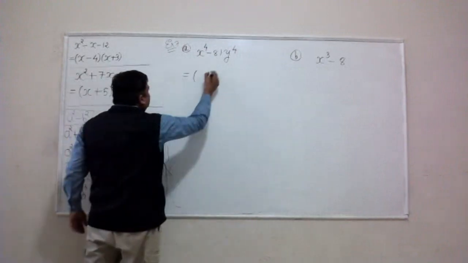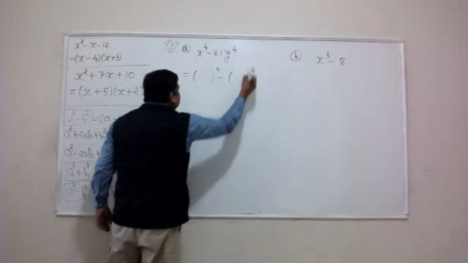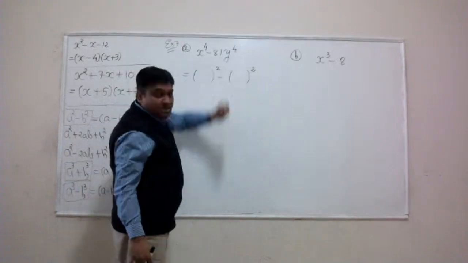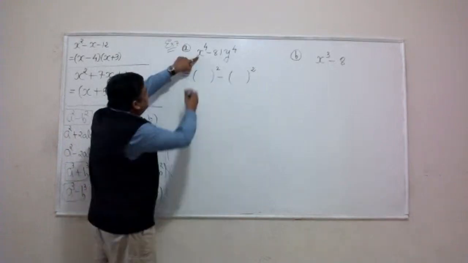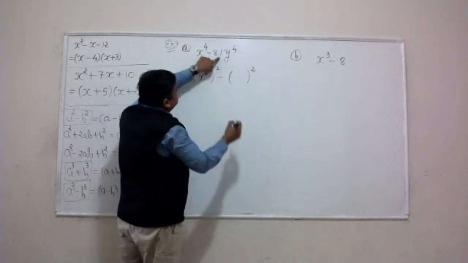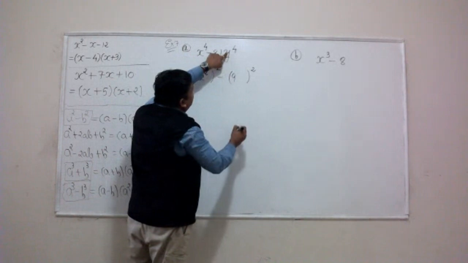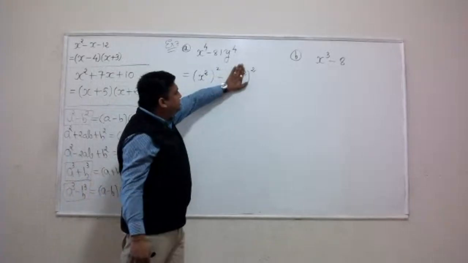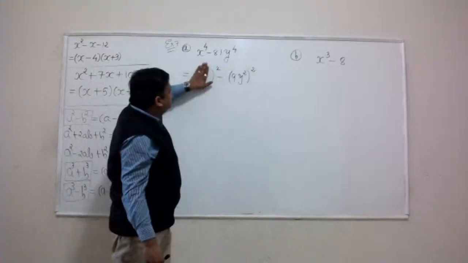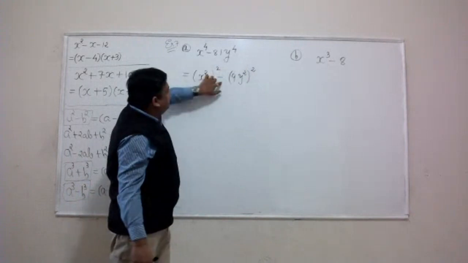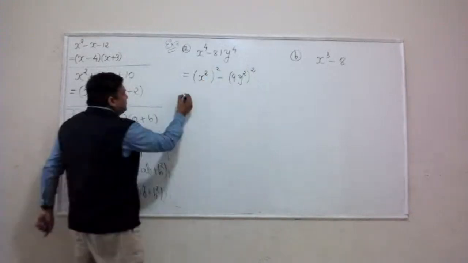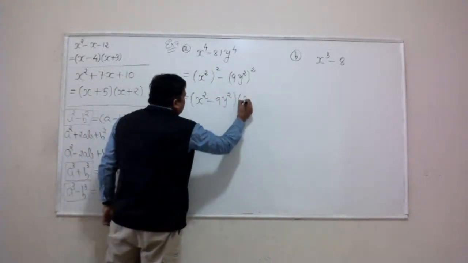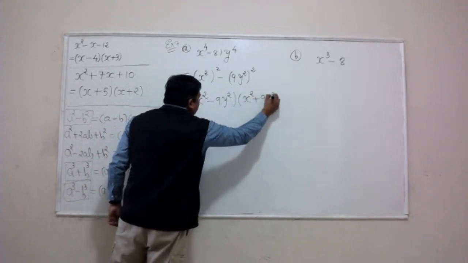Let's do it. So I'm going to write this down as a difference of two squares. What goes in the parenthesis is the square root of each of these terms. What's the square root of x to the 4? x squared. Square root of 81 is 9. Square root of y to the 4 is y squared. Look, this is your a, this is your b. Write down the factorization as a minus b, a plus b. Okay, let's do it.